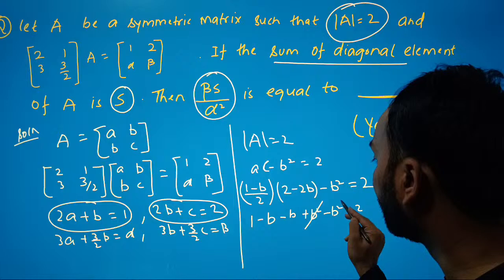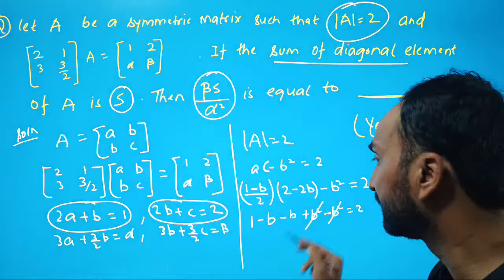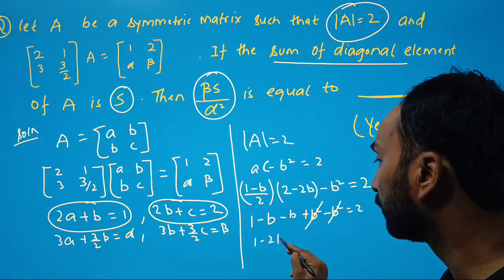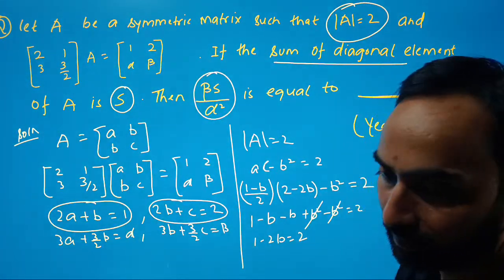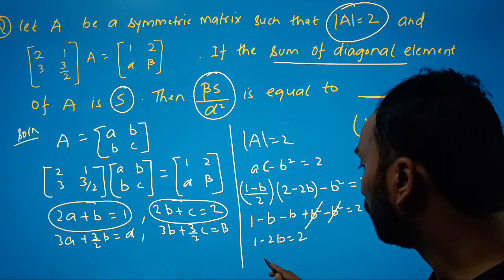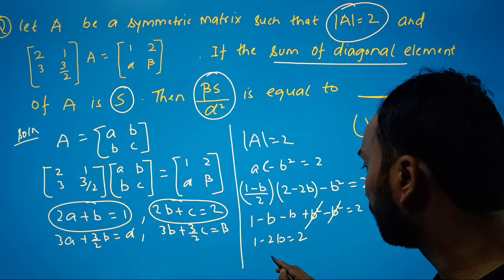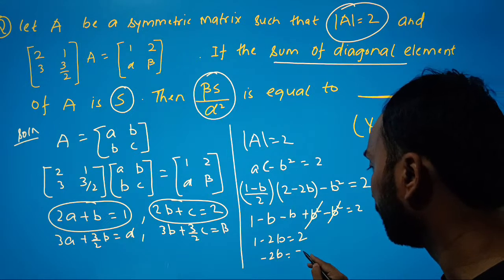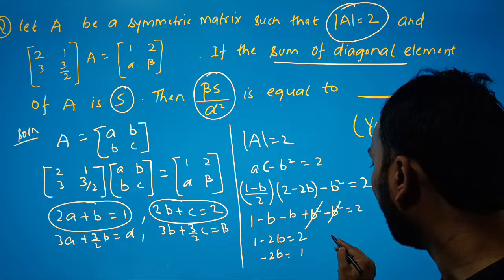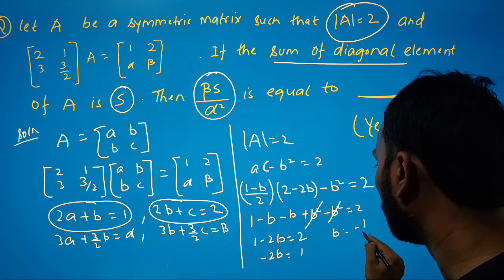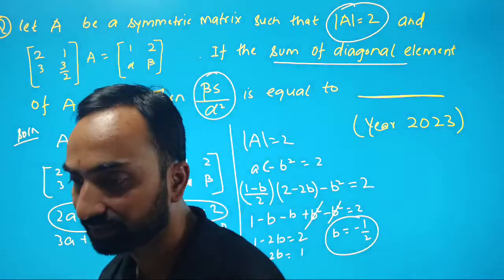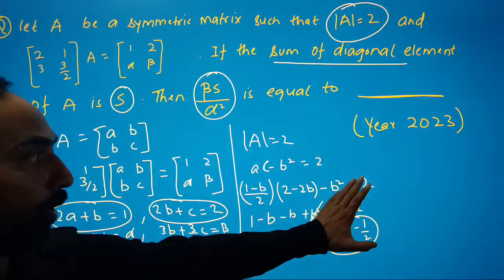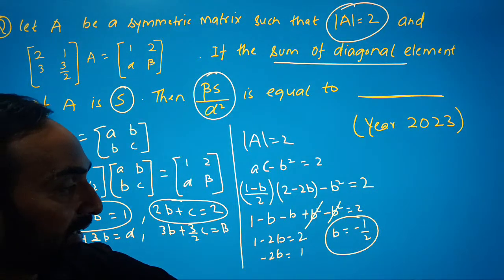Now if I solve, minus B square and plus B square will get cancelled. 1 minus 2B is equal to 2, right? So in that case B is equal to what? Minus 2B is equal to 2 minus 1, which is 1 only, and B is equal to minus 1 upon 2. So one value I got is B is equal to minus half.